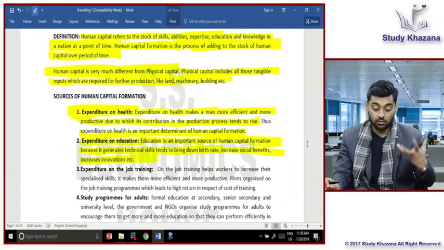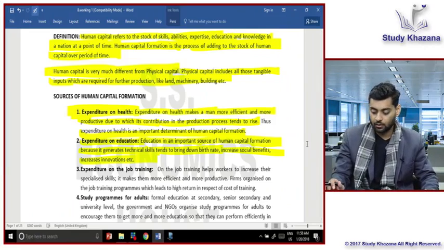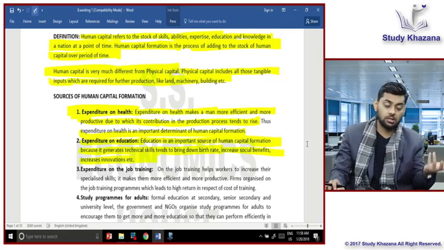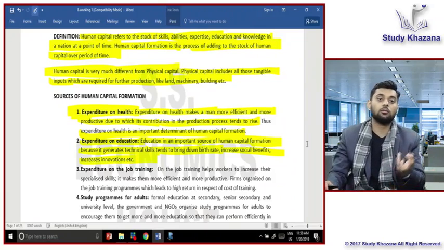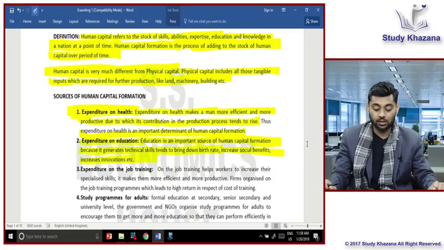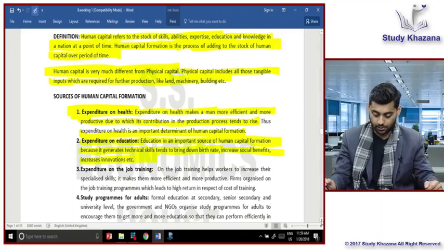If I talk about the literate population, there are a lot of benefits of a literate population. Everybody knows how to maintain their standard of living. They will understand their moral duties, like they will not litter in open areas, they'll keep the surroundings clean, maintain their society better, and of course their social outlook will be different. So expenditure on education will surely create good human capital.